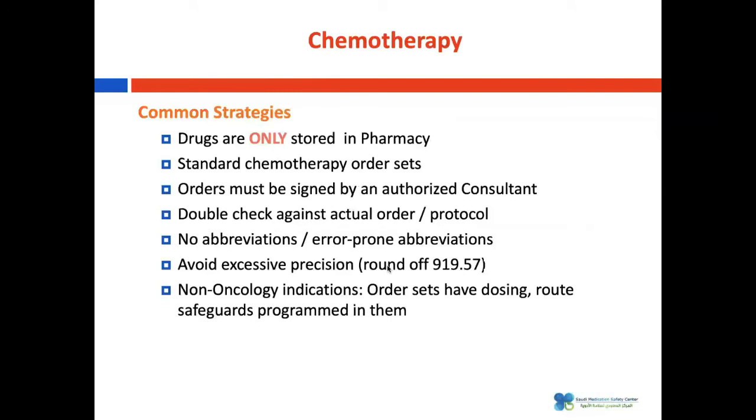اول شيء ما تعملها ستورنج للكيموثيرابي الا في الفارماسي. ثاني شيء لازم تستخدم اوردر سيتس وتشيك على الاوردر سيتس انها مبنيه صحيحه في الهيلث انفورماتيك سيستم. ثالث شيء لازم تعمل independent double check للكيموثيرابي. no abbreviation، ما تستخدم abbreviation. avoid excessive precision. ايش يعني؟ يعني لا تكتب للفارماسيست 919.57، خلاص اعطيه 920 او 900، يعني اعملها round up or down.